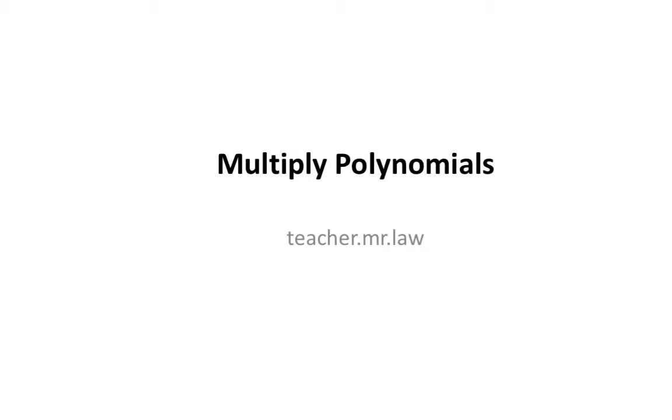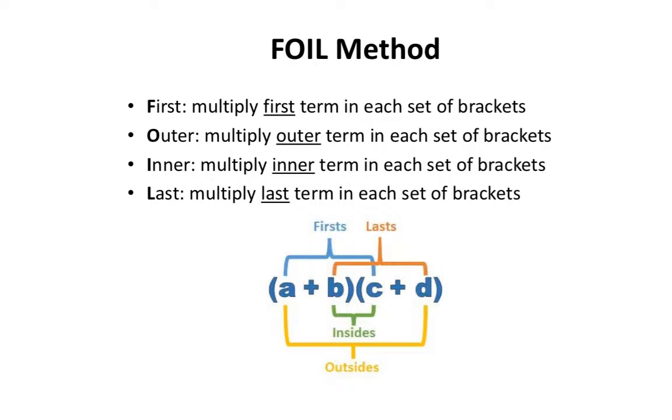In today's lesson, we'll be learning how to multiply polynomials. When multiplying a binomial by a binomial, you can use something called FOIL. The F stands for first, the O stands for outer, the I stands for inner, and the L stands for last. You first want to multiply the first term in each set of brackets.